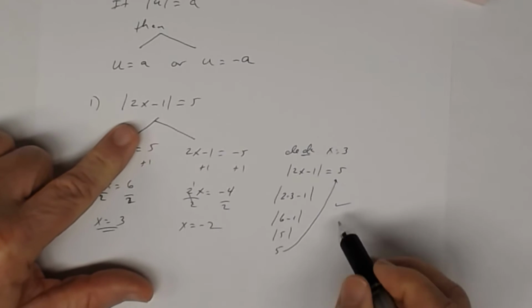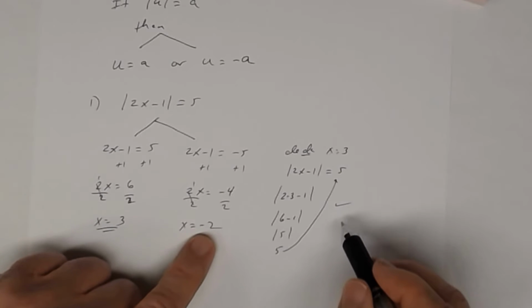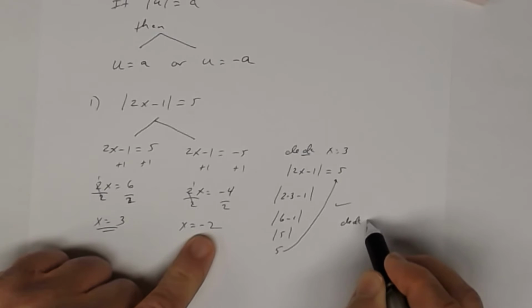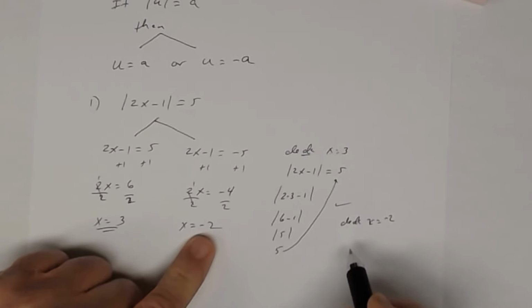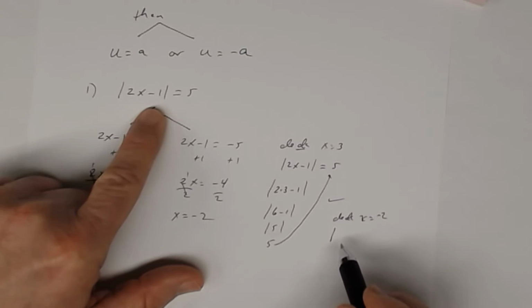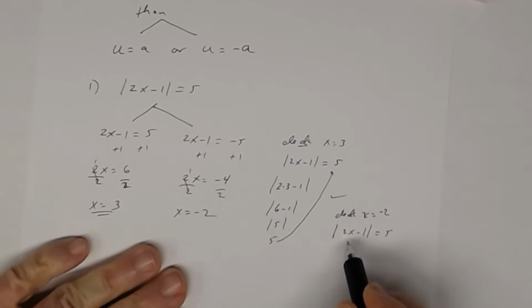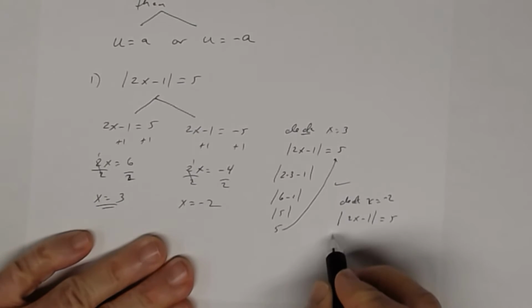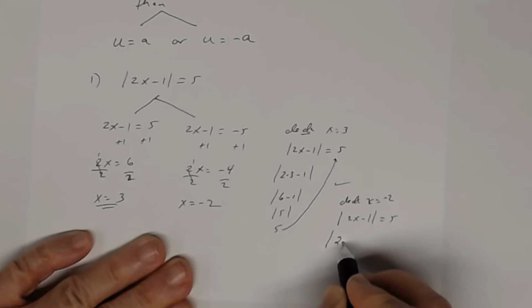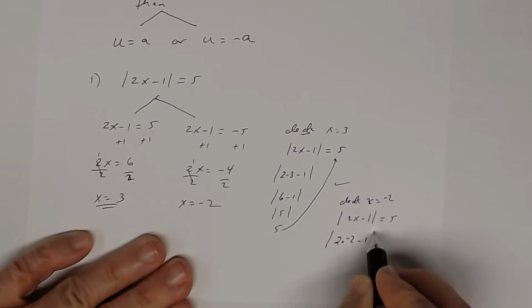Okay? And you can do the same thing for negative 2. If you want to check x equal negative 2, you go back to the original. The original was the absolute value of 2x minus 1 is equal to 5. And in place of x, you substitute negative 2.